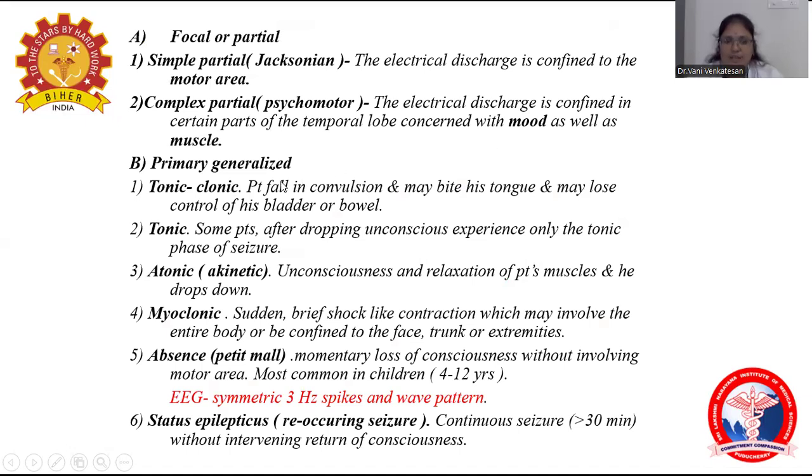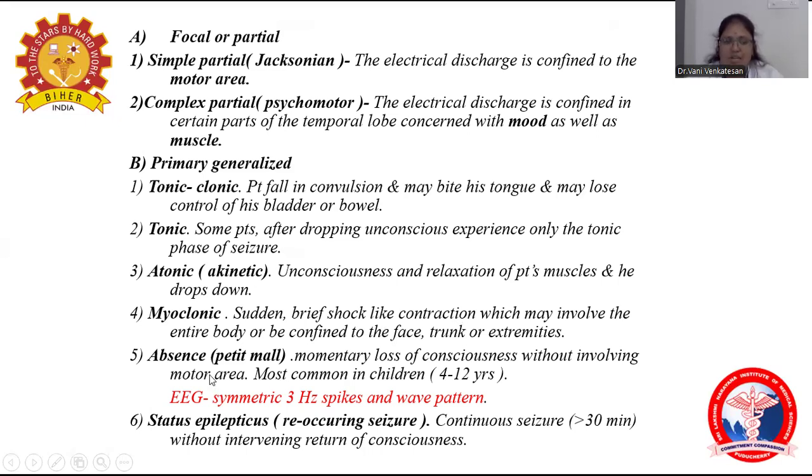Whereas primary generalized seizures have five subtypes. One is tonic-clonic, where there is tongue bite, and the patient may lose bladder and bowel control. In atonic seizure, patients have a drop attack with loss of consciousness. Here there is a momentary loss of consciousness and relaxation of the patient's muscles.